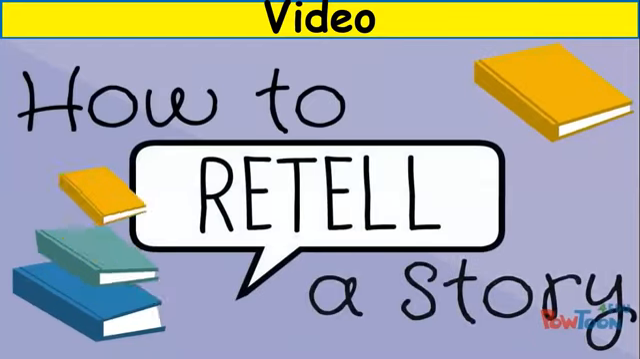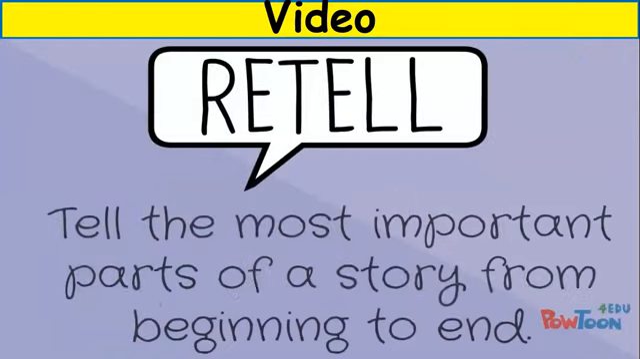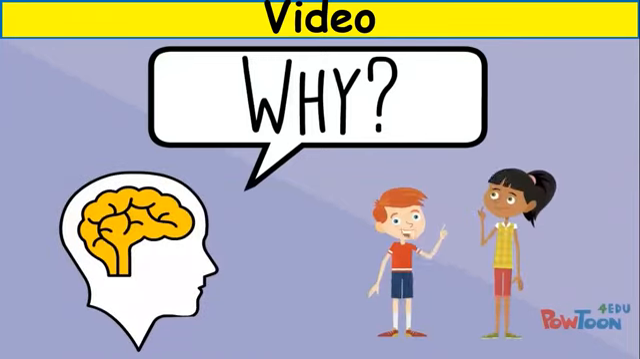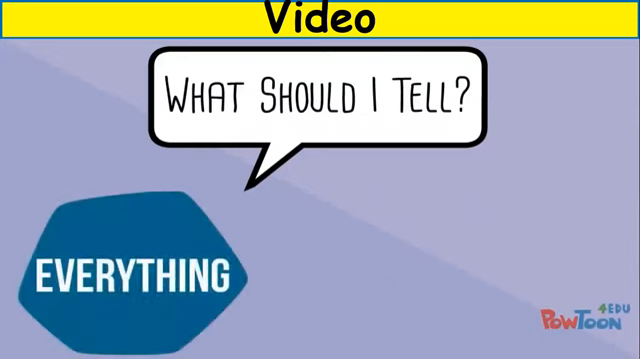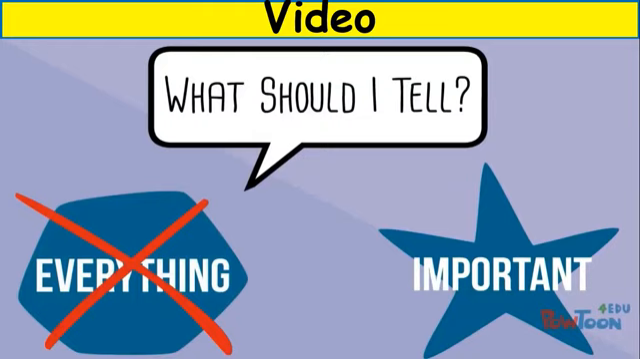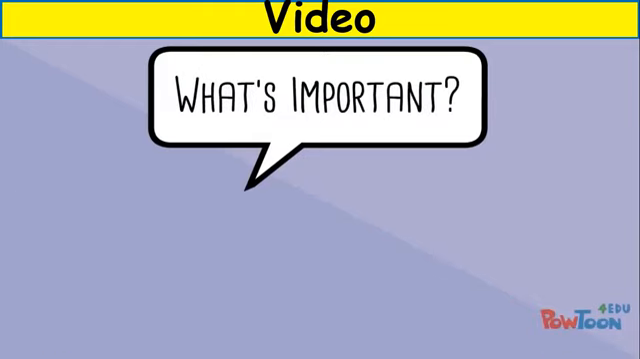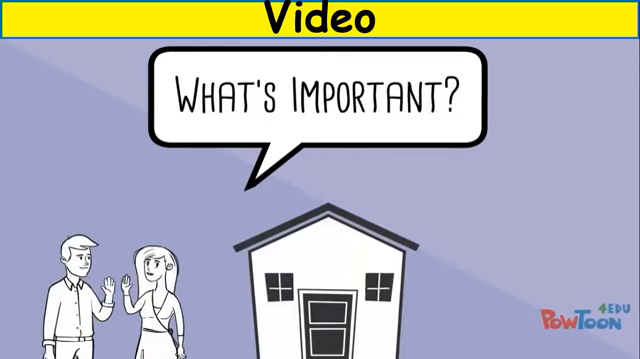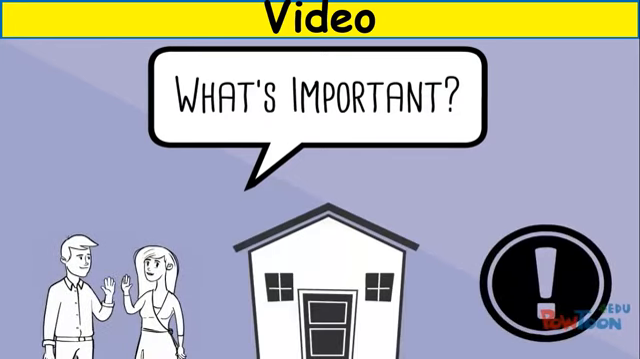How to retell a story. Retell means to tell the most important parts of a story from beginning to end. We often retell stories to show that we understood it. Sometimes we retell a story just for fun because we want to tell our friends about it. When you retell a story, you can't retell everything. You only retell the most important parts. So, what is important? Usually, the most important parts are the characters, the setting, and the big events that happen in the story.